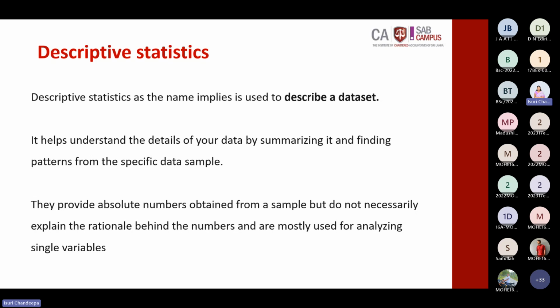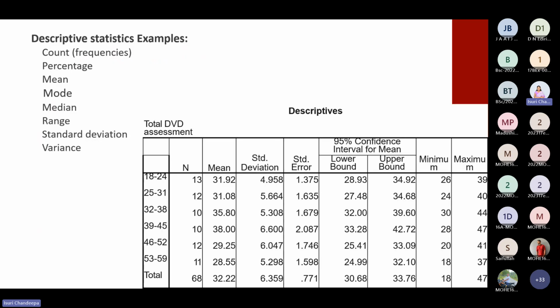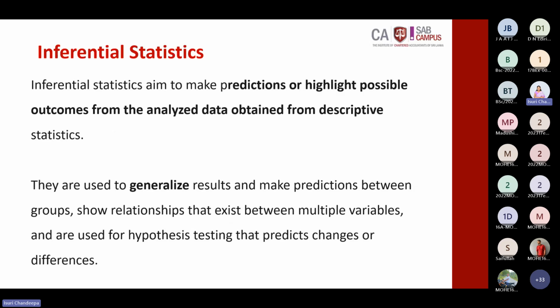Descriptive statistics: we explain what it is used for. It describes the data set. You need to first run the descriptive statistics, right? Here I have given some examples of descriptive statistics: mean, median, mode, standard deviation, maximum, minimum, variance, range. Likewise, you have the chance to analyze your data set through descriptive statistics.